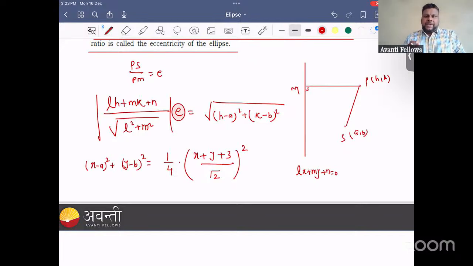Now the distance of P from the point is (x minus a) square plus (y minus b) square. That means (a, b) is that point. And this is the distance of P from the line, (x plus y plus 3) upon root 2 whole square. Now this is your eccentricity square, e square. Got it? This is your eccentricity square.